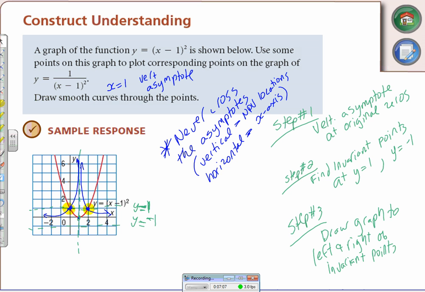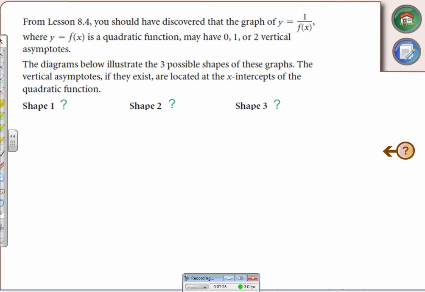Okay, so of course this question could have been done by using a table of values, finding some points on the red line, and then graphing the reciprocal of that point for the y value. Taking the y value, doing the reciprocal, and graphing that point. And that would have been an okay method to do it as well. So as you're going through 8.4, the math lab, you should have come up with some connections there. And that connection should have been that you could have 0, 1, or 2 vertical asymptotes for any quadratic function.